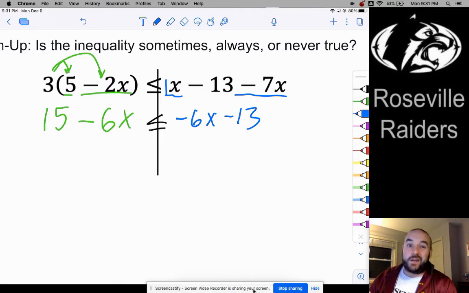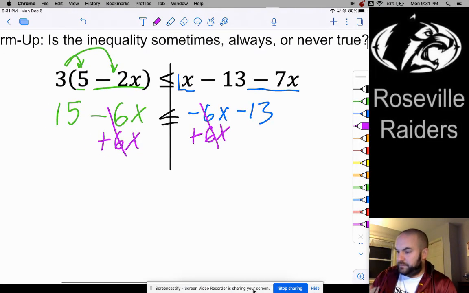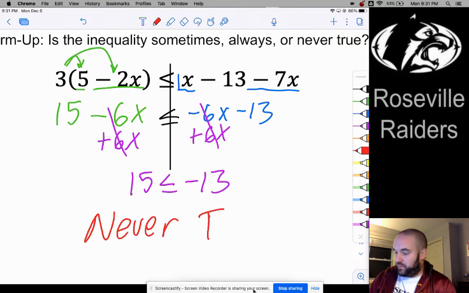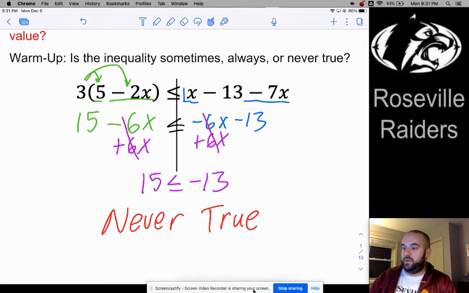Here I can see I have negative 6x on both sides, so I know it's going to be one of those weird ones, either always true or never true. So I add 6x to both sides. I end up with the statement 15 is less than or equal to negative 13. Clearly 15 less than or equal to negative 13 is not true. So that means this inequality is what we call never true. There is no number you could replace x with to make a true statement. It will always be a false mathematical statement.